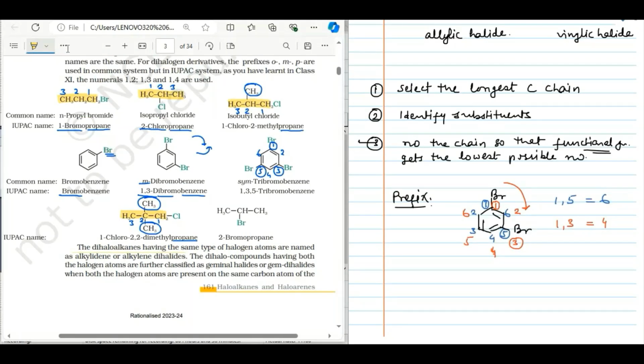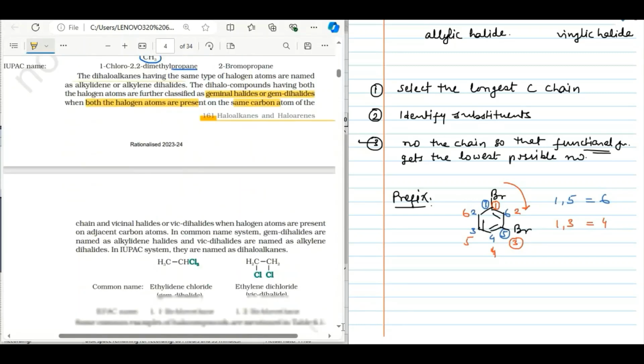The dihaloalkanes having the same type of halogen atom are named as alkylidene or alkylene dihalide. The dihalo compounds are further classified as geminal halides or gem dihalide when both the halogen atoms are present on the same carbon. The gem dihalide or geminal dihalide, both the halogen atoms present on the same carbon. While in vicinal halide or vic dihalide, halogen atoms present on the adjacent carbon atoms.